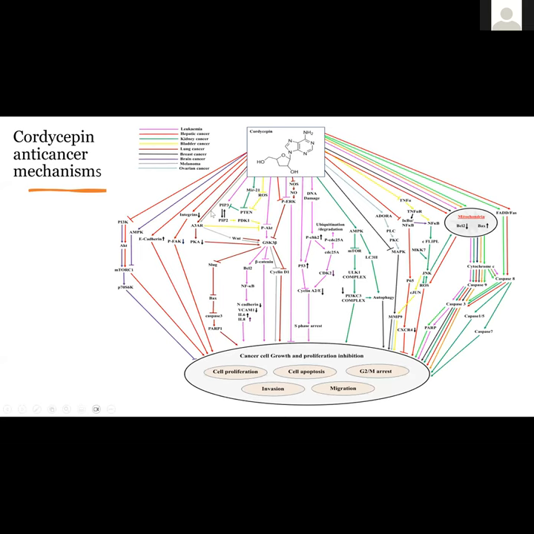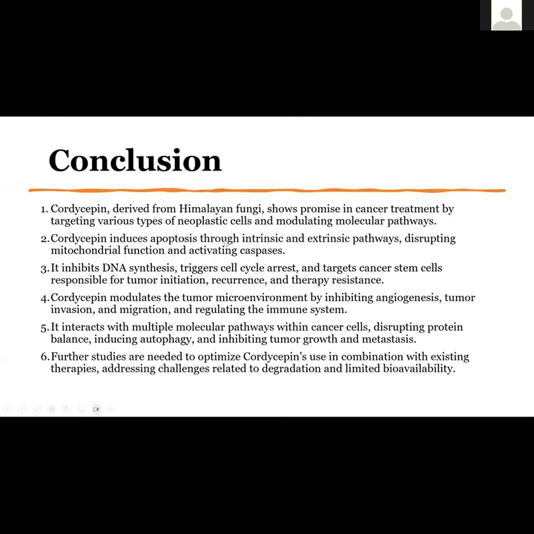So different colors are indicating different kinds of cancer, and these are the different pathways. So overall conclusion of our study showed that cordycepin can be further studied or can be developed as a drug for its anti-cancer activity. Thank you very much.